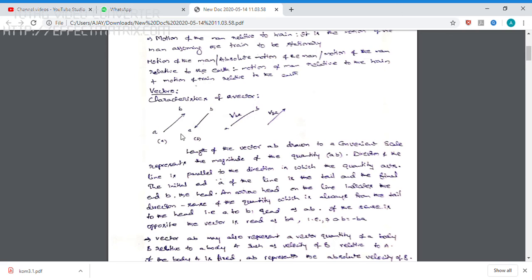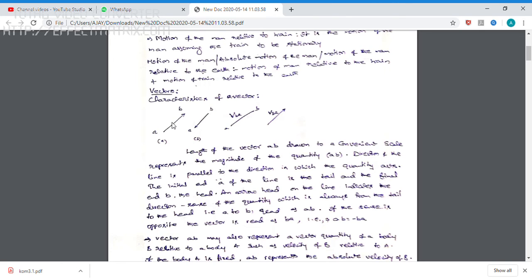Suppose I take some examples of how we will indicate it. Suppose AB: A is the tail portion, and B is the head portion. I call it the head portion because at the head portion I represent it with the arrowhead. So here AB is there, and this particular vector we call the AB vector.